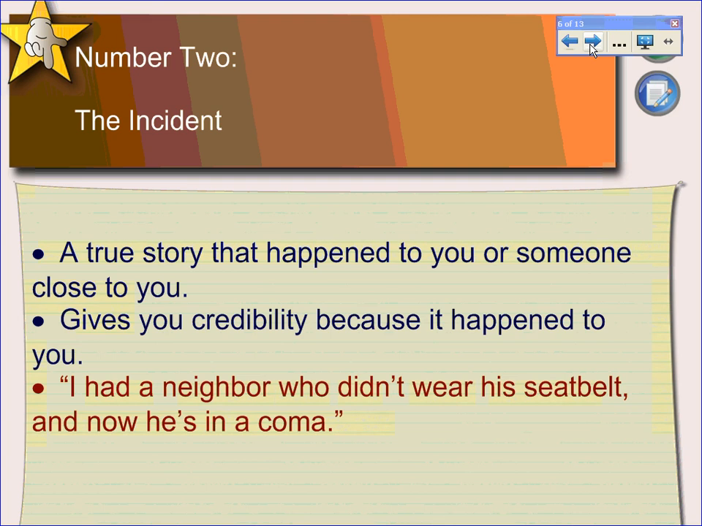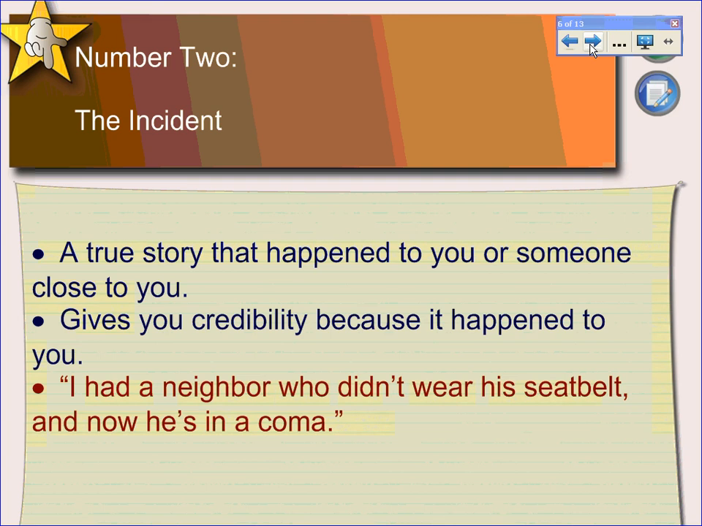Number 2 type of introduction is the incident. The incident is a true story, something that happened to you or somebody close to you. The nice thing about the incident introductory type is that it gives you instant credibility as a writer because it happened specifically to you or someone that you know.